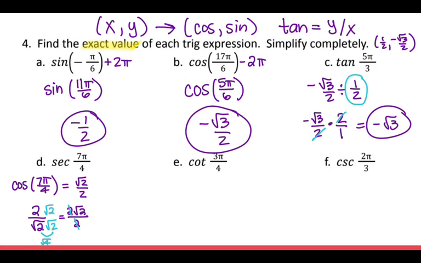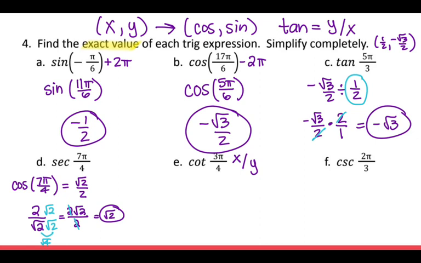Same thing on top, same thing on the bottom. So this final answer is going to be the square root of 2. All right, cotangent. So cotangent is the reciprocal of tangent. Now with cotangent, I do not find tangent first. Instead, tangent is y over x. So for cotangent, I'm going to just do x over y. I'm going to jump straight to flipping over that fraction right out of the gate.